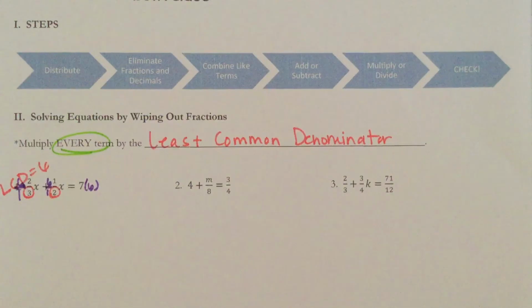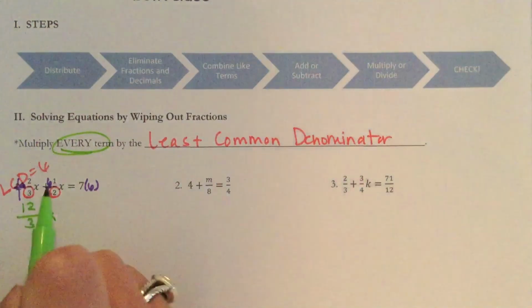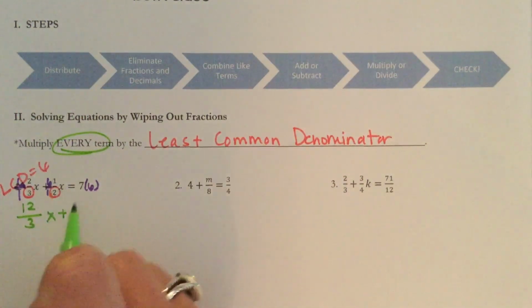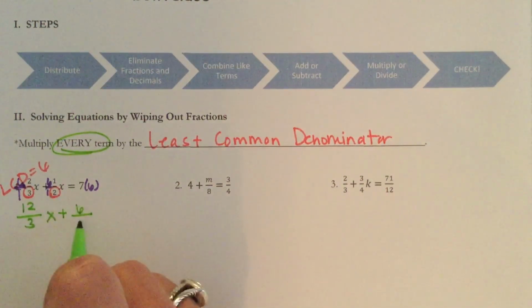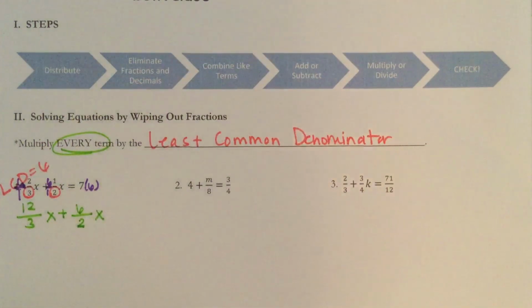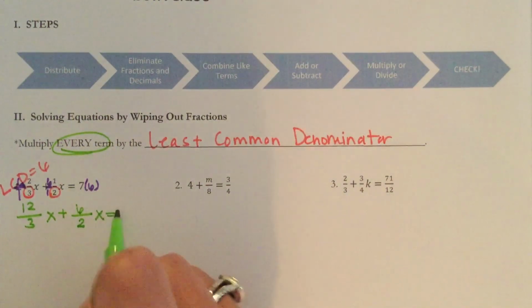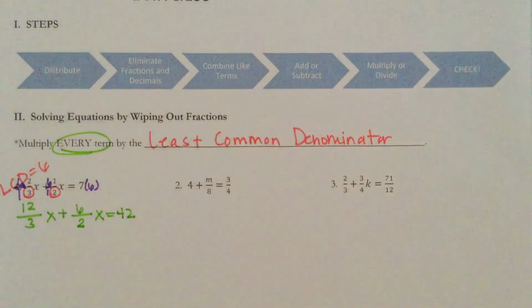You're welcome to use a calculator here, but as a reminder, when you multiply fractions, you multiply the numerator and then you multiply the denominator. So in the first term, 6 times 2 becomes 12 and 3 times 1 becomes 3. In my second term, when I multiply on top, 6 times 1 is 6 and 1 times 2 is 2, and I keep my x. And finally, 7 times 6 is 42.